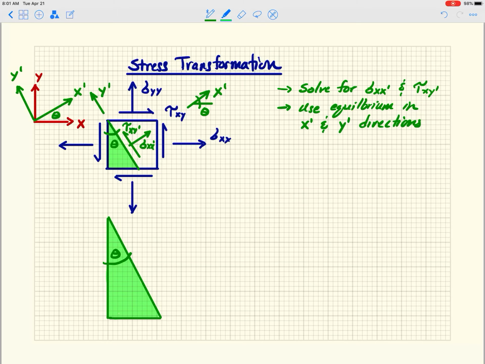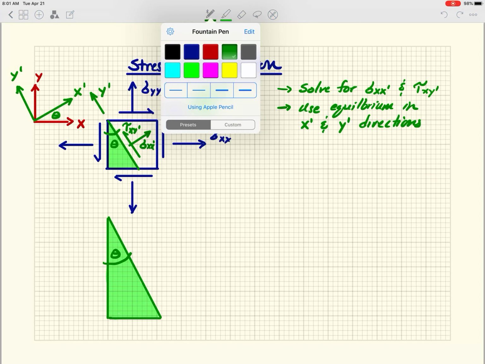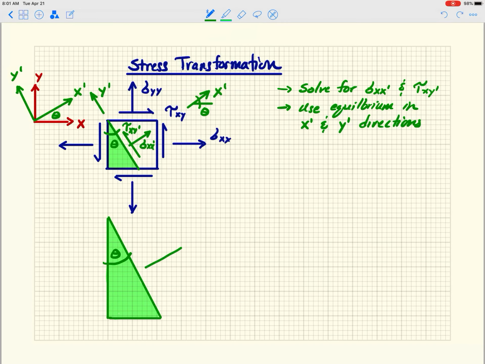Okay, and now we've got to draw these forces again, or stresses. So that guy is sigma xx prime. I'll really try to accentuate the perpendicular there. And then this guy is parallel. So this is my tau xy prime, and this is my sigma xx prime.